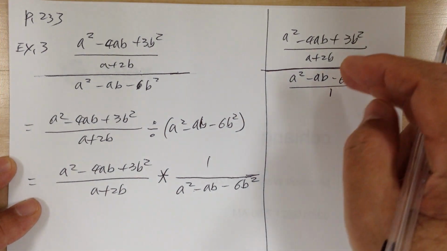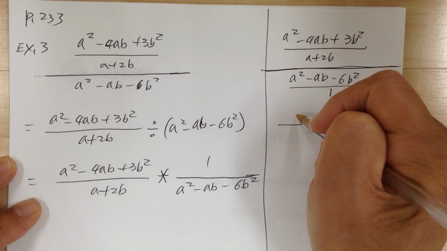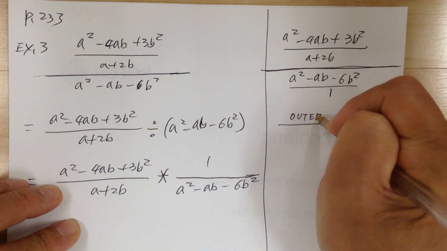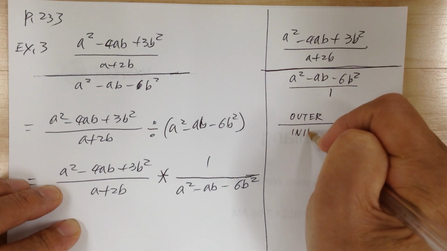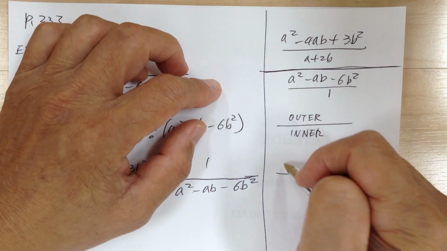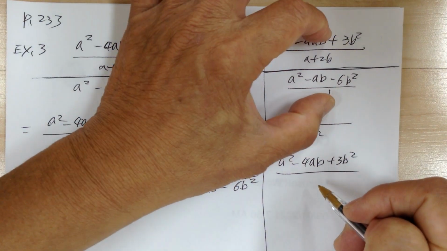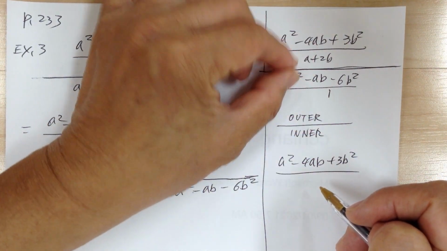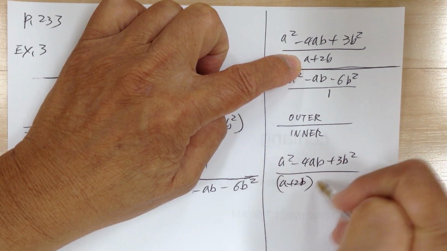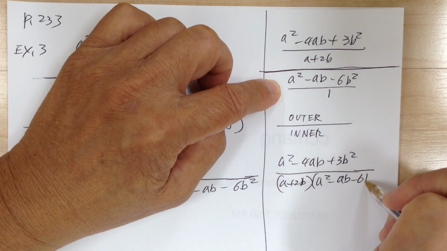And so you want to go directly from here to here, and the way to do it is just make into fractions. So this is the outer term, and this would be the inner term. So the outside goes on the top. So you've got a squared minus 4ab plus 3b squared. The outside goes on the top, and the inside goes on the bottom. So inside would be a plus 2b, and you've got a squared minus ab minus 6b squared.